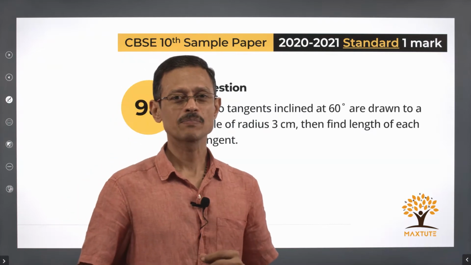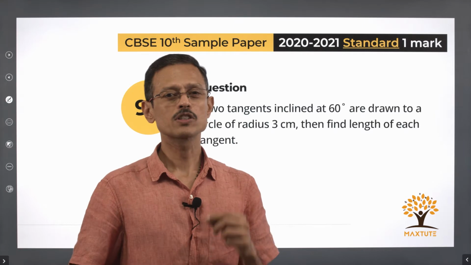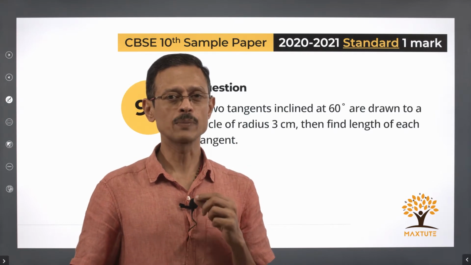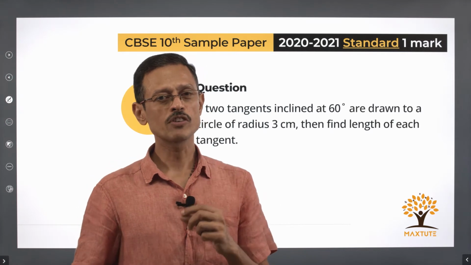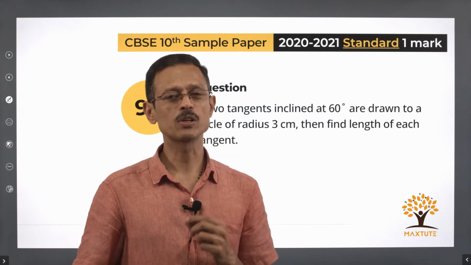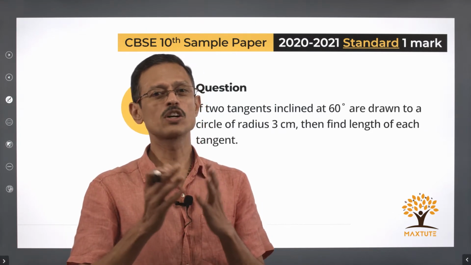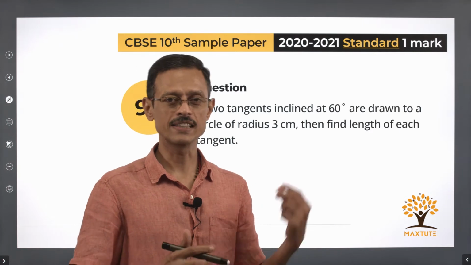CBSE Class 10 Math video solution to the sample question paper given by the CBSE board for the board examination to be conducted in 2021. This is a standard version of the math paper. We have solutions for 4 1-mark questions in this video, starting from question number 9 all the way up to question number 12. Question number 9 has got 2 internal choices. Therefore, actually we have solutions for 5 1-mark questions in this video.